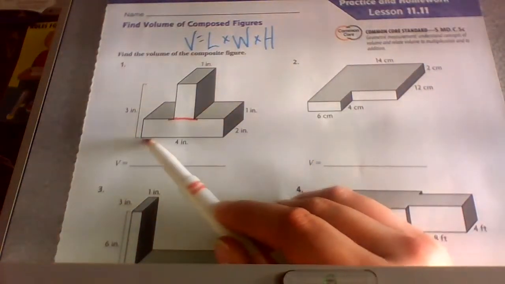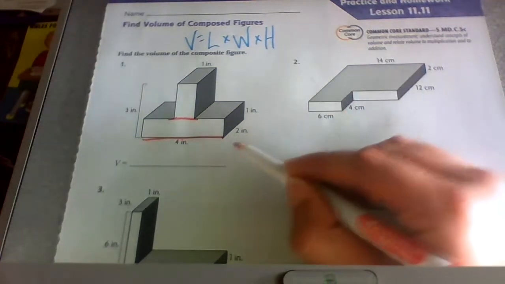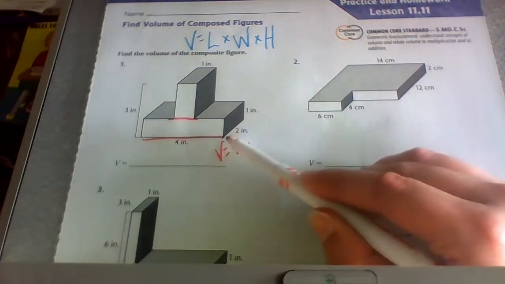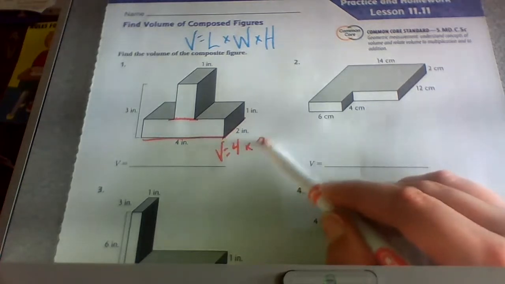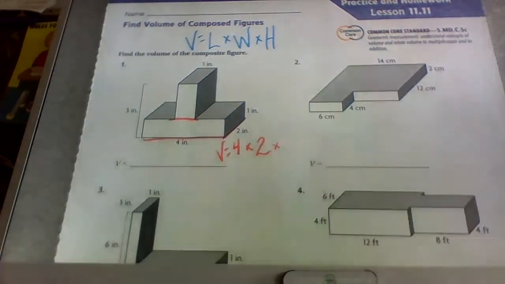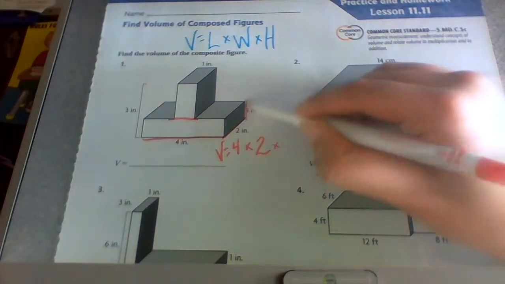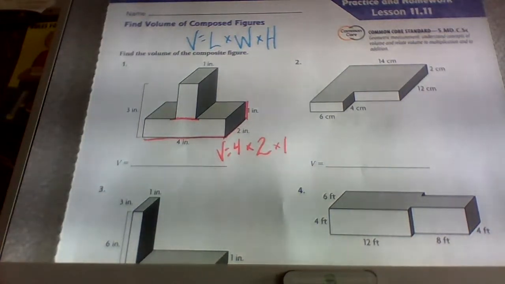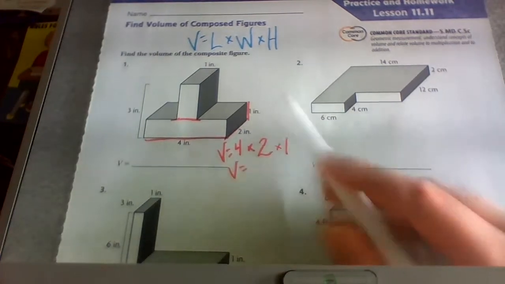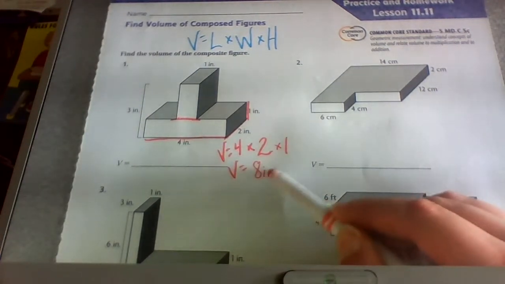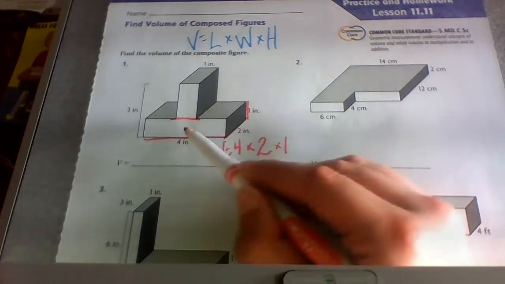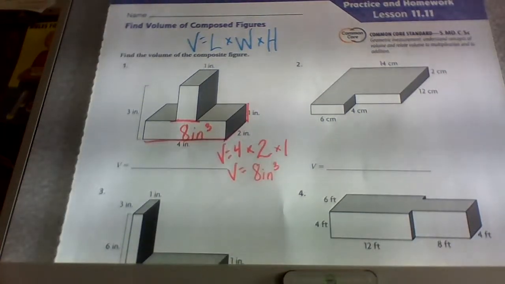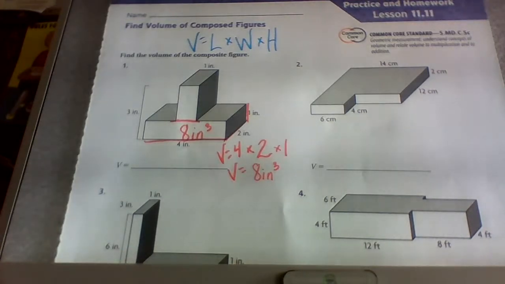So I see that this figure has a length of 4 inches. I see that this bottom figure has a width or depth of 2 inches. I also see this bottom figure has a height of 1 inch. When I multiply 4, 2, and 1, the volume of this bottom figure is 8 cubic inches. So just so I know visually, the volume of this figure is 8 cubed inches, inches cubed, cubic inches, whatever you want to call it.